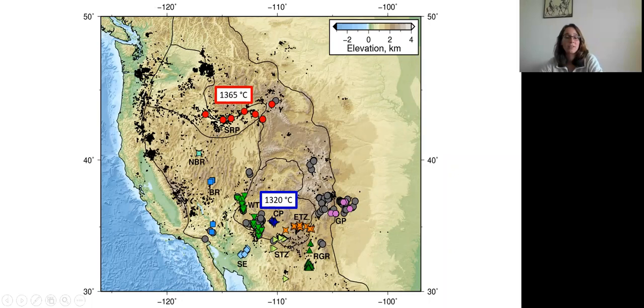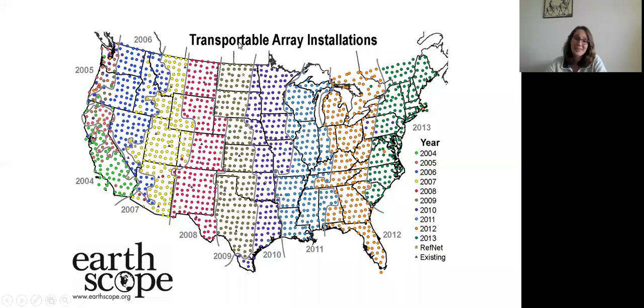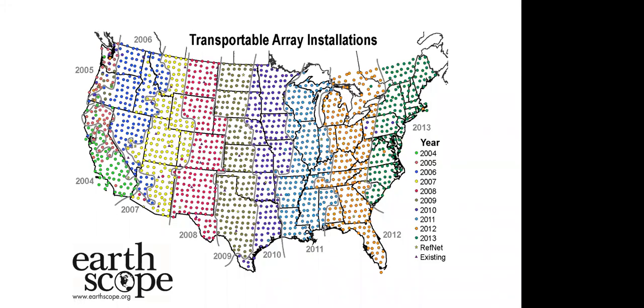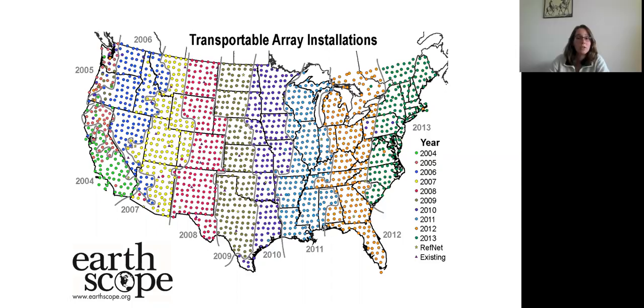One of the great advantages of working in the US is the existence of the USArray, or the EarthScope experiment, where they covered the entire country in a really dense array of seismometers, and as a consequence produced high quality tomographic models.